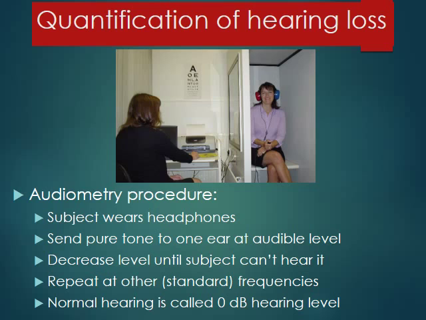So how do we quantify it? We do the audiometric test. In this audiometric procedure, the person you examine, like this woman, has to wear earphones. The headphones send pure tones to the ear at an audible level. The tester will decrease the level until the subject can't hear it anymore, and then repeat the same for other frequencies. Normal hearing is called zero decibel hearing level.